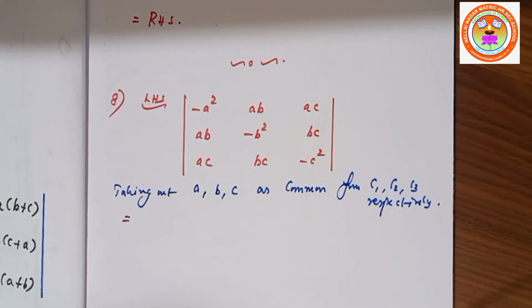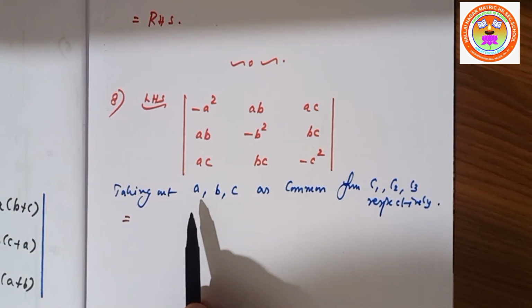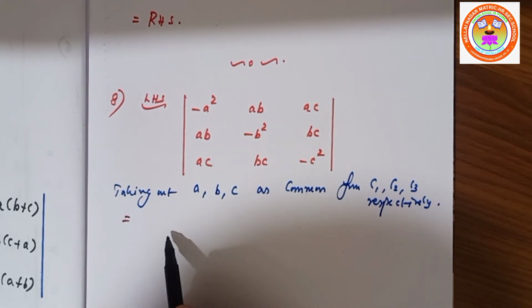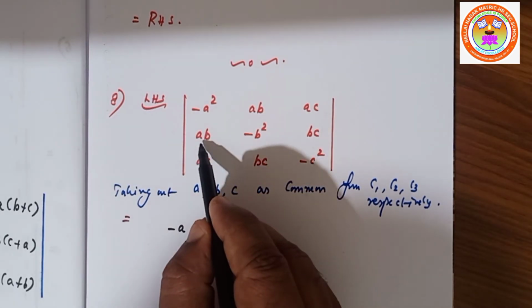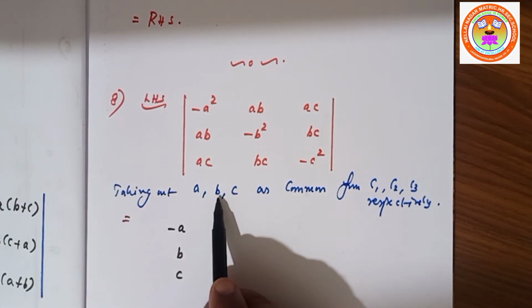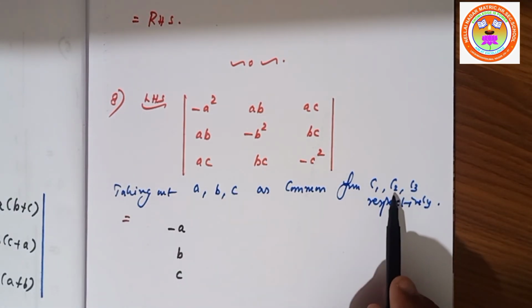So we'll be getting, once you take A as common from the first column, you have to divide by A, correct? So you'll be getting minus A. Divide by A, you'll be getting B. Divide by A, you will be getting C. First column over. Now B has to be taken out from column 2.